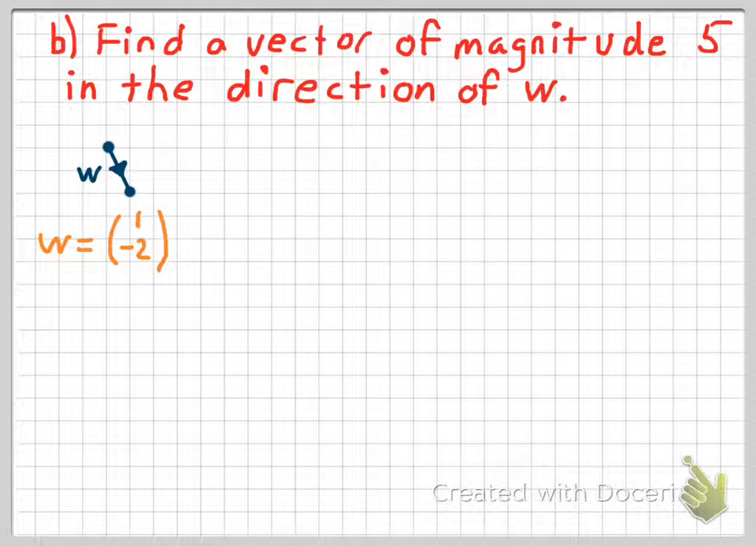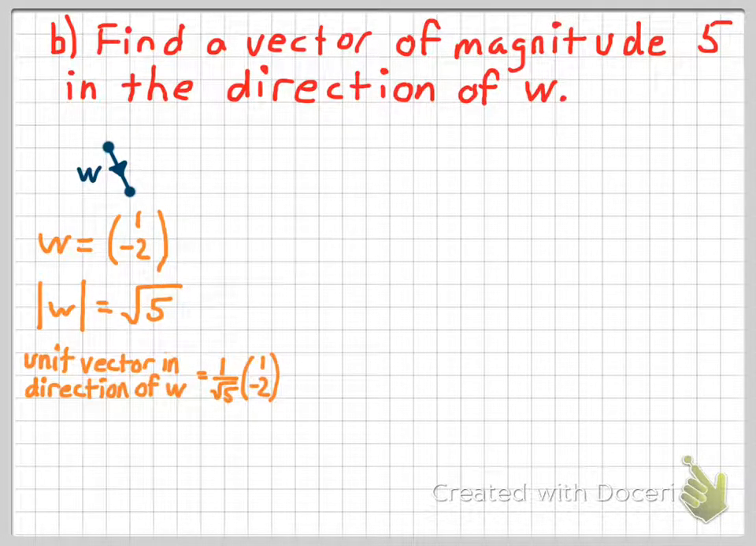All right, so let's do this. Let's go ahead and find a unit vector in the direction of w by finding w's magnitude. 1 squared plus negative 2 squared is 5, right? So the magnitude would be the square root of 5. And then multiplying w by the reciprocal of that. So 1 over the square root of 5 times the vector 1, negative 2 will give me a unit vector in the same direction as w.